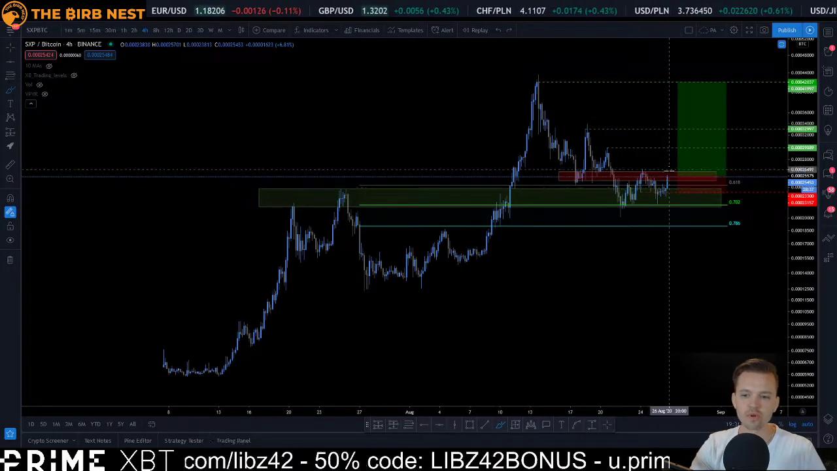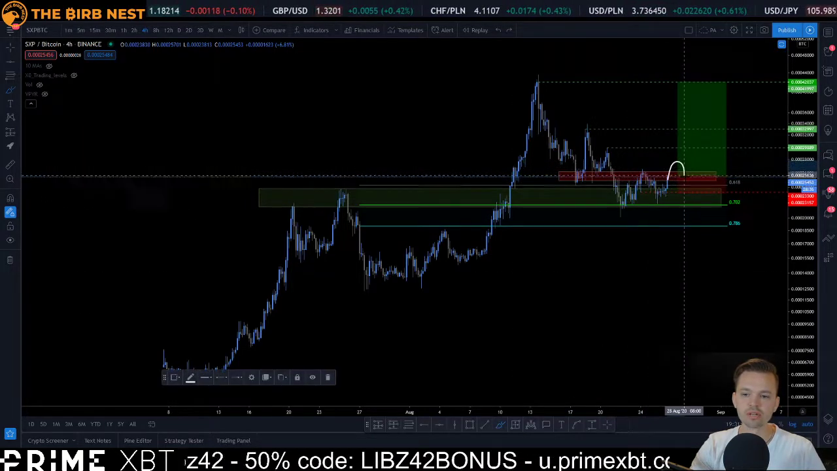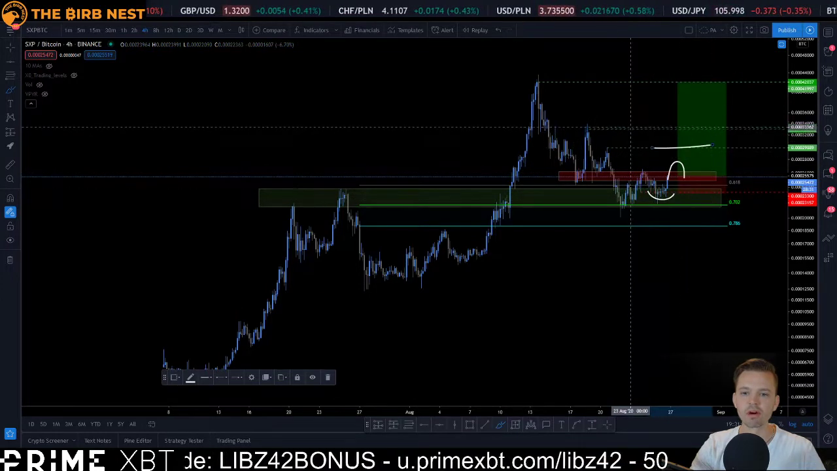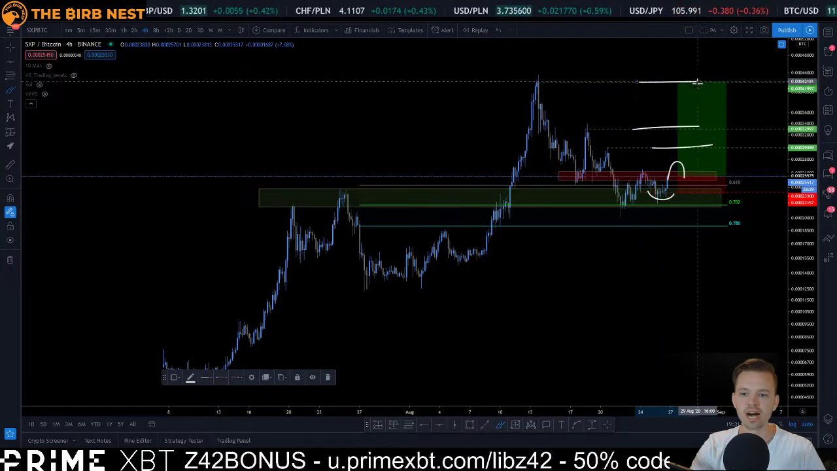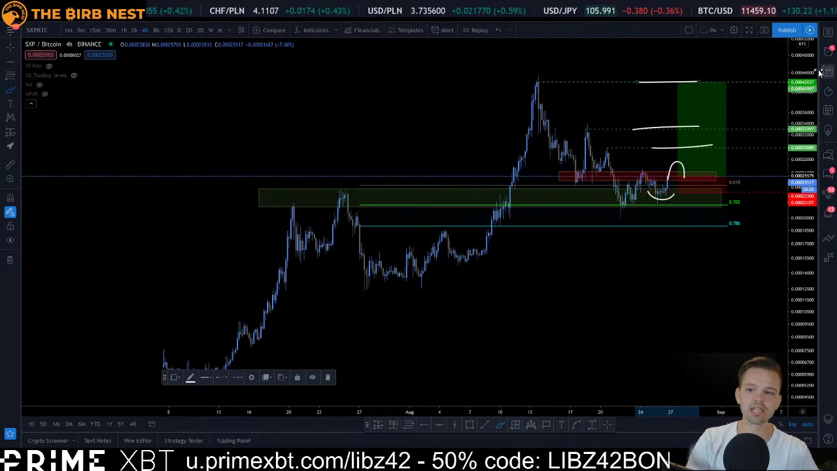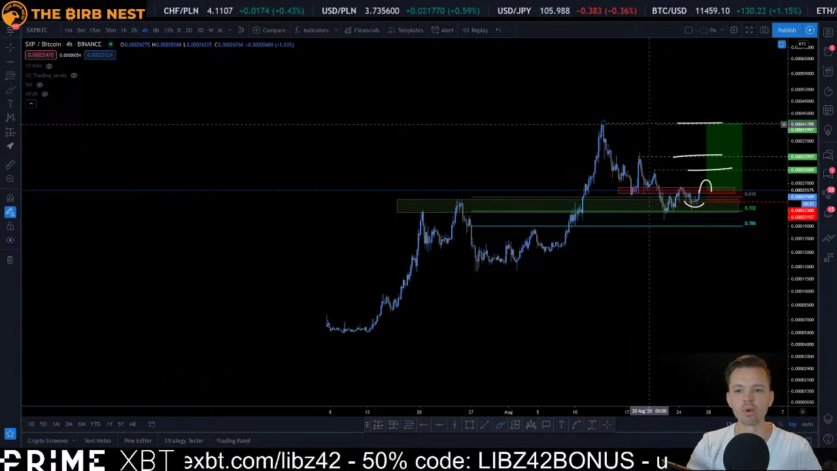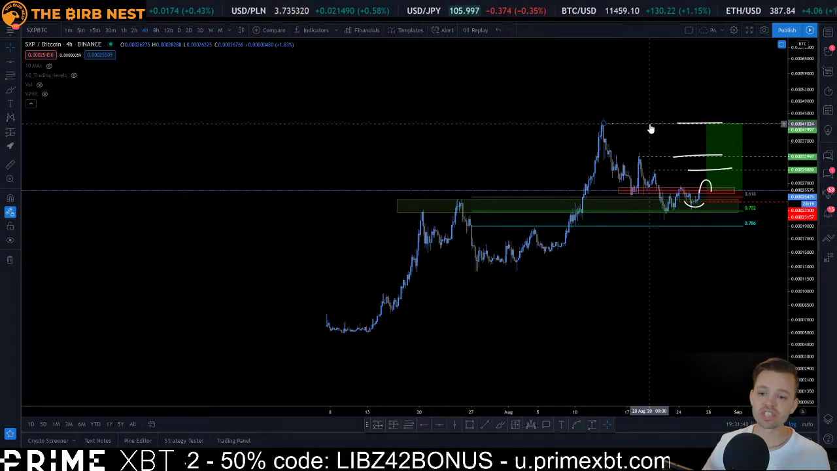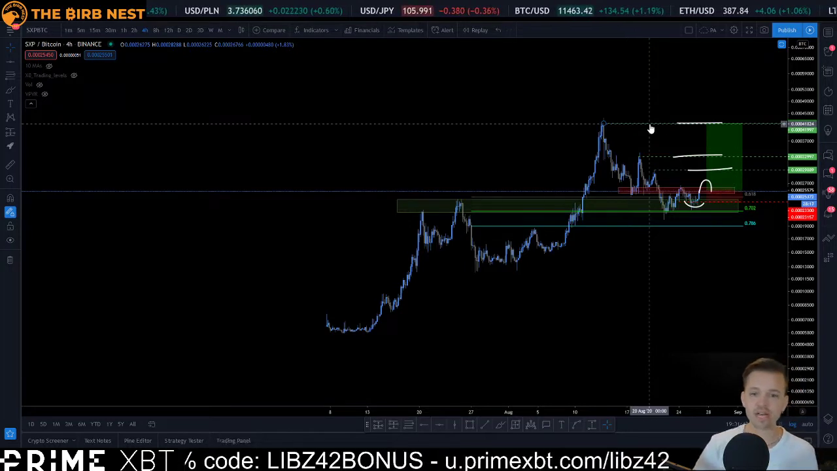So wait for the breakout and long the retest with stops somewhere below this area, and take profit at each of these highs, and probably take 25% on each and leave 25% open for way higher prices. All right, guys, that's my analysis on Chainlink, Ohm, DOT, and Swipe.